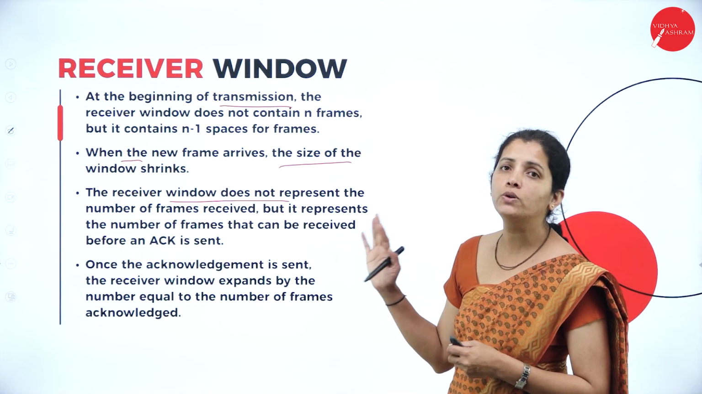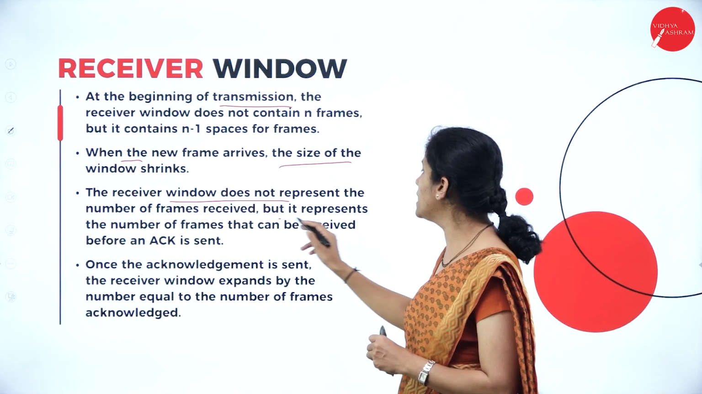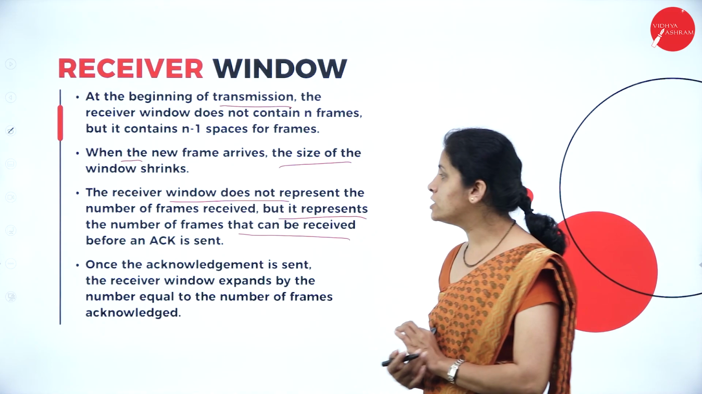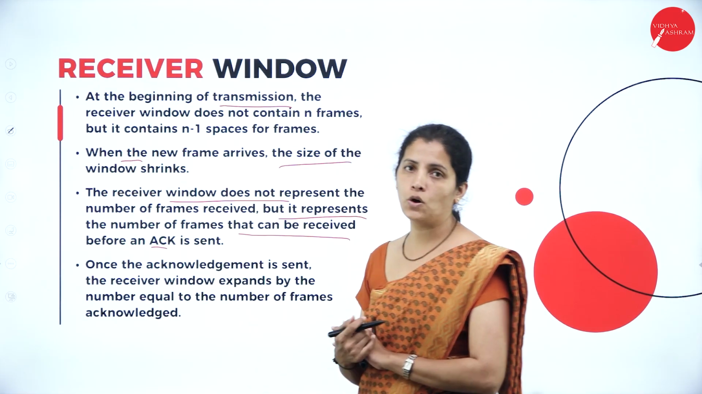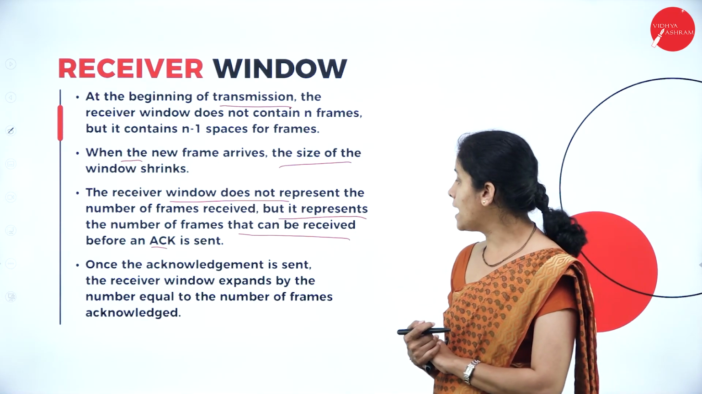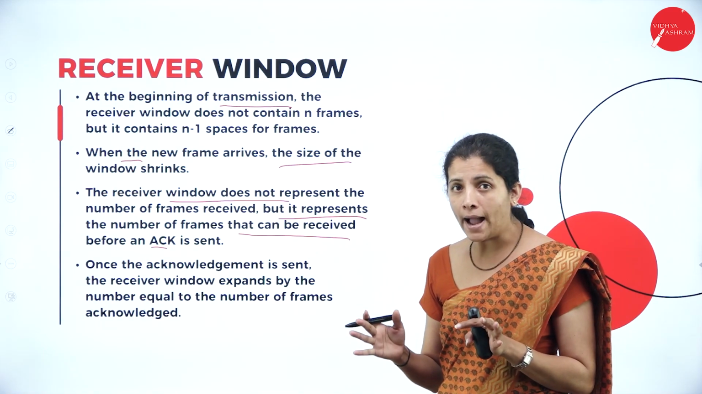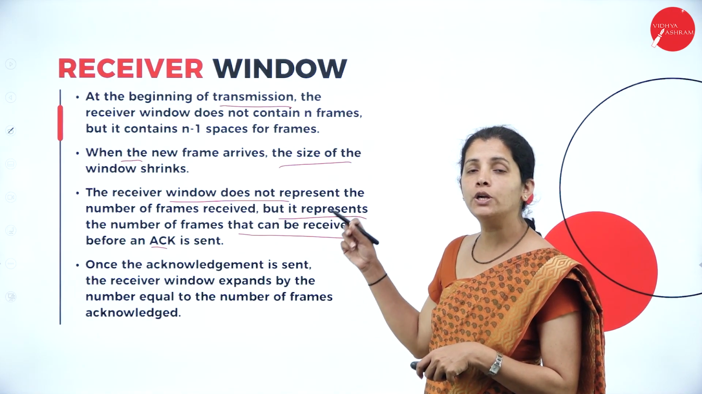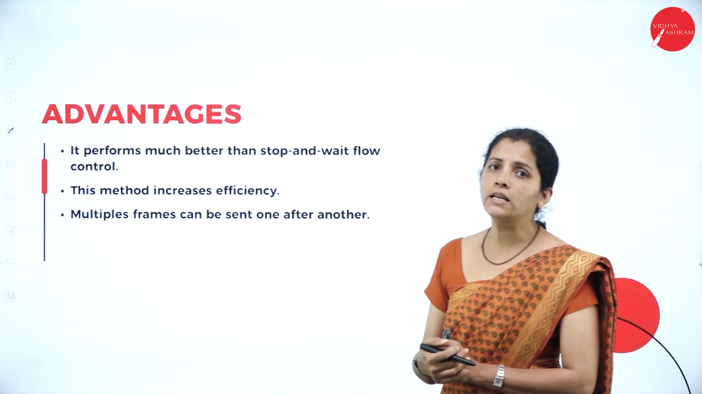So here we are not going to represent how many frames are received by the receiver, but it represents the number of frames that can be received before ACK is sent. So what is ACK? That is acknowledgement. Once the acknowledgement is sent, the size of the receiver window is going to expand or increase. So here the sliding window is going to shrink and expand. Okay, fine. Then what is the advantage here?